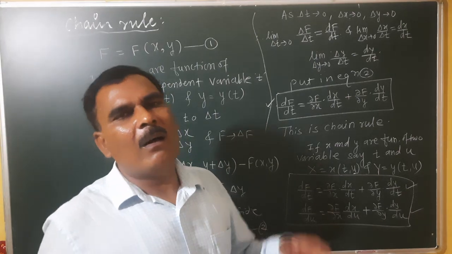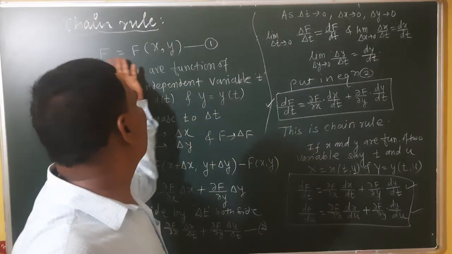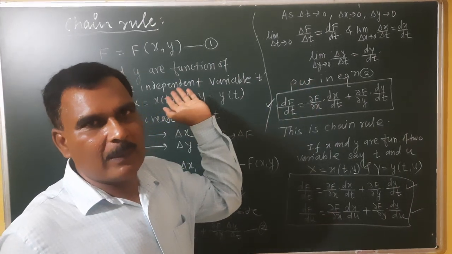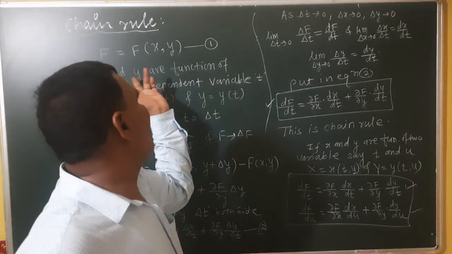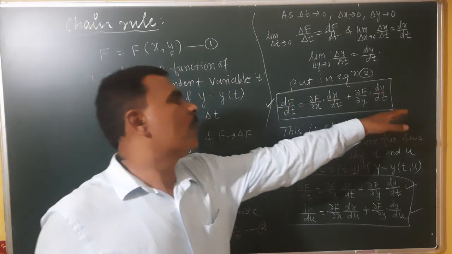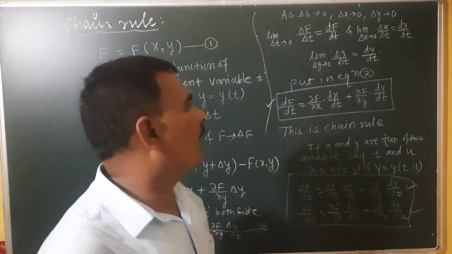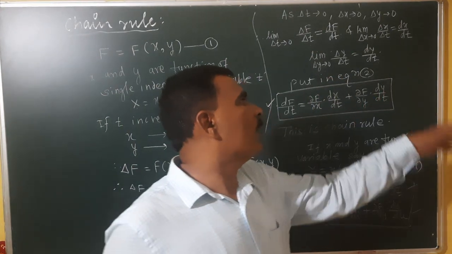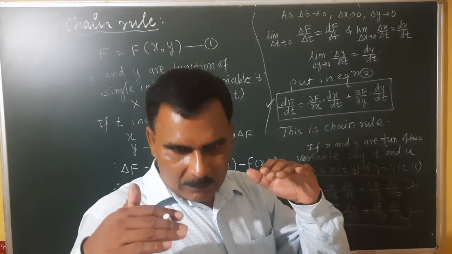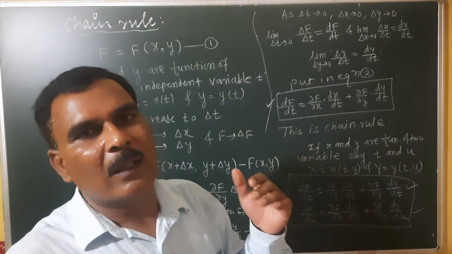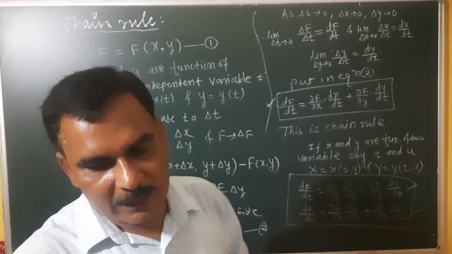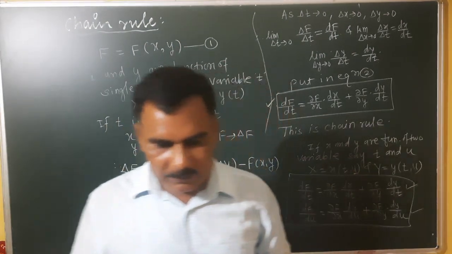Also, if f is a function of x, y and z, three variables, and they are functions of a single independent variable, then we write only a third term, that is dou f by dou z into dz by dt. This is the chain rule for three variables x, y and z. Write down all the things we have.